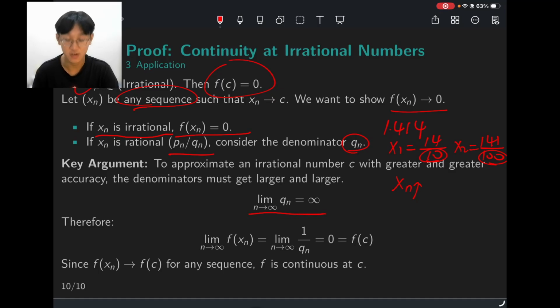Therefore, the limit of f(xn) equals the limit of 1 over qn, which equals 0. This is f(c). So we have proved that no matter whether xn is rational or irrational, f(xn) goes to 0. So f(xn) approaches f(c) for any sequence. So we just proved that f is continuous at c.